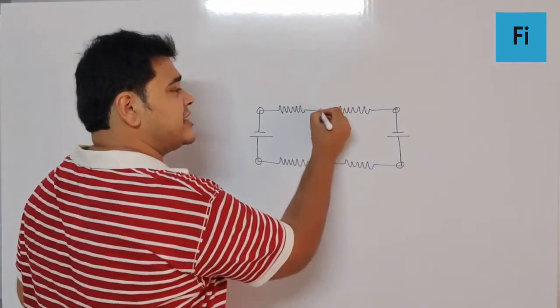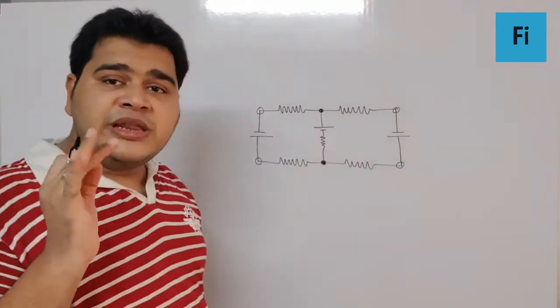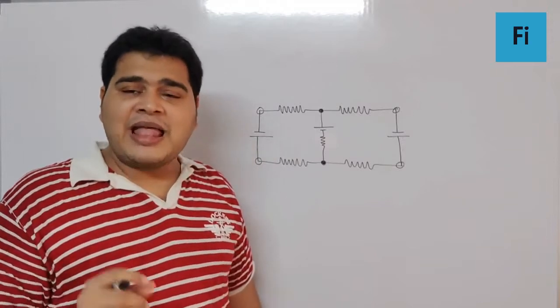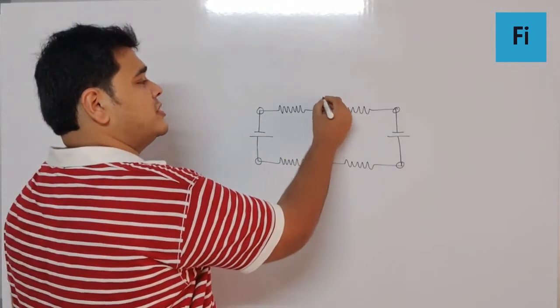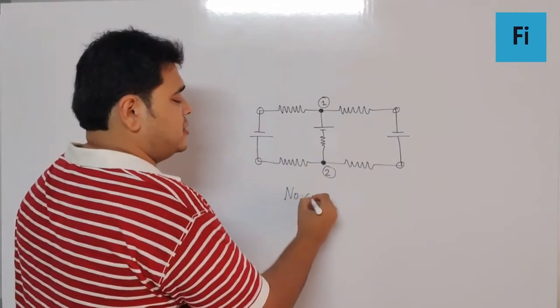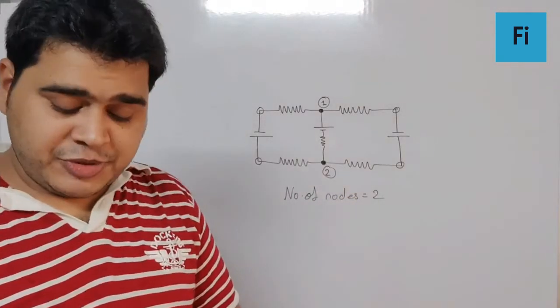But if you concentrate at these two points, you have three wires coming at that contact, at that point, at that junction. And that junction will be called a node. So we have node number 1 and node number 2. So I can say the number of nodes is 2 for this particular circuit.